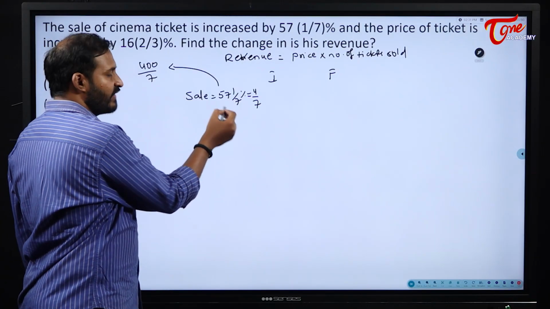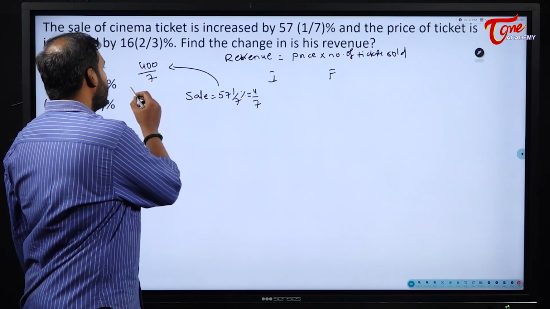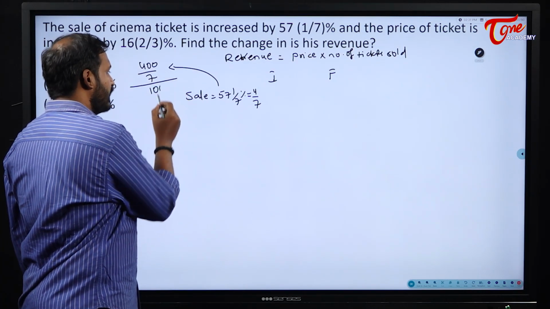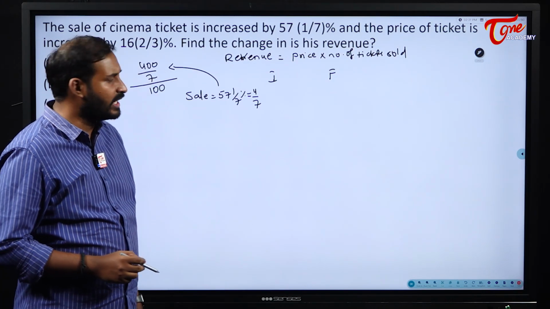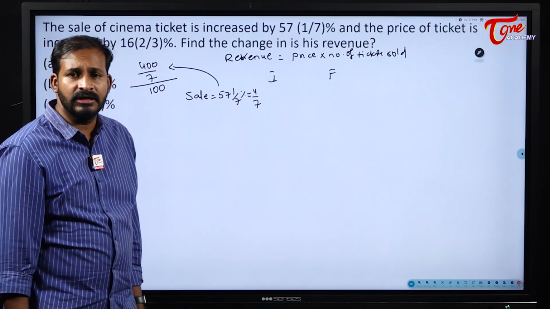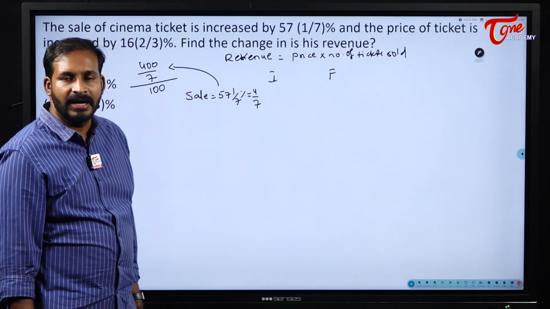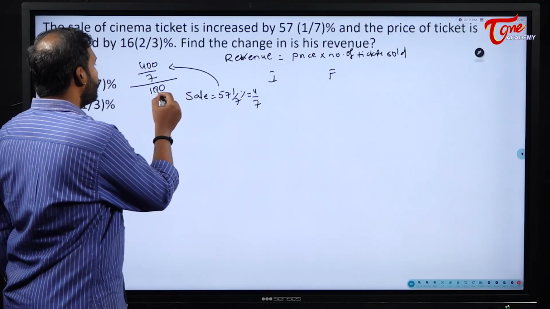400/7, a mixed fraction. If you convert it into a normal fraction, it becomes what? 400/7 by 100. First, what have I done? I have changed the mixed fraction into the improper form, and then I am converting it into a fraction by dividing it by 100. So now what happens?